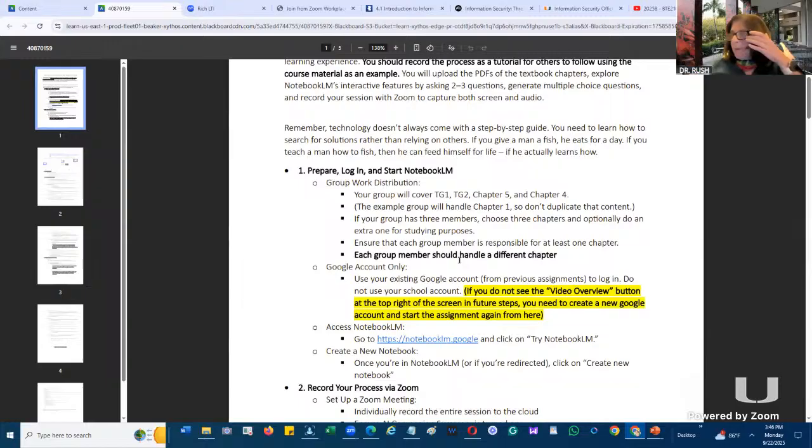And Marco, what's important about the Google account? Can it be the school account? Marco: It has to be a personal one that we use for the other assignment. I think it was just restricted by the school or something like that. I don't really remember.